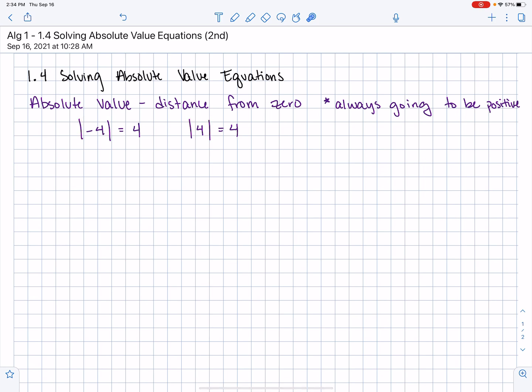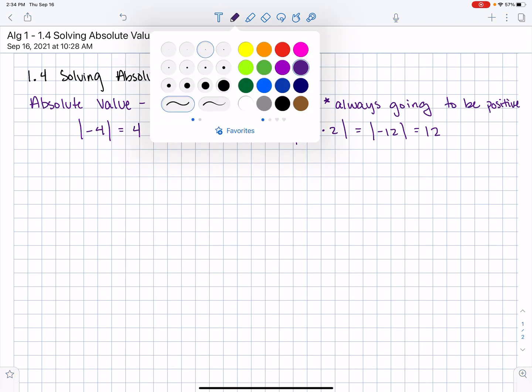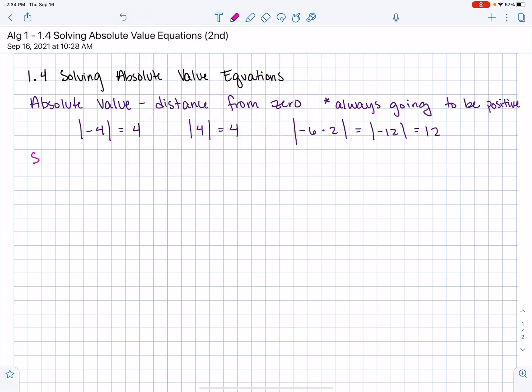So absolute value of -4 is 4. So once again, just as another example, absolute value of -6 times 2 is going to be the absolute value of -12, which equals +12, because -12 is 12 units away from 0. Okay, so those are the basics of absolute value, but we, of course, are going to be solving absolute value equations.